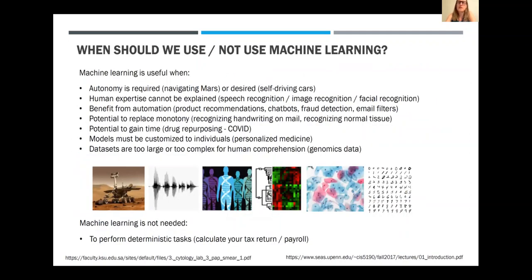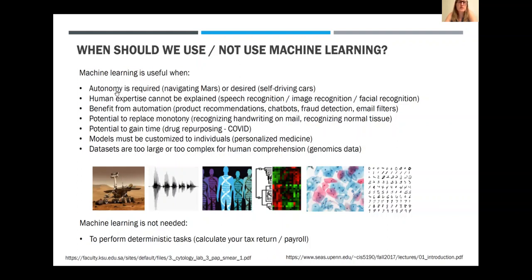So I want to talk about this for a second because, to everybody who's a hammer, everything looks like a nail, right? To somebody who has a hammer. But there's situations where it's very useful to use machine learning, but there's also situations where you shouldn't use machine learning because it's really not needed. So when is machine learning useful? Well, there's several situations, and I try to group them into buckets.